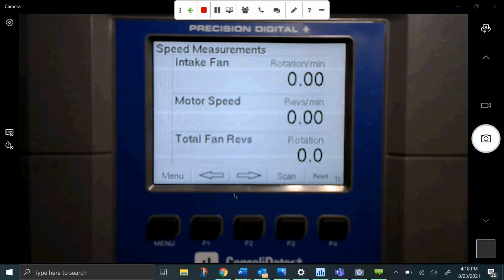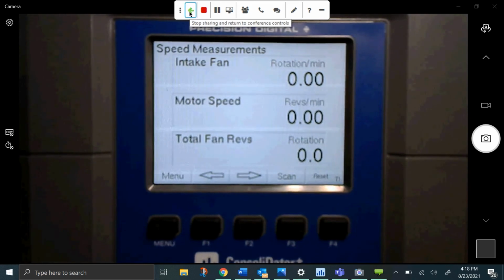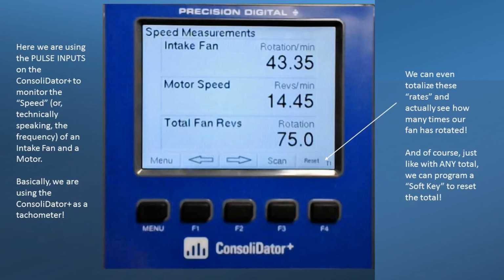So just a really quick way to show you that even though we talk about pulse inputs being from flow meters, we can use it as a tachometer. So I thought that was a pretty clever screen to show you.